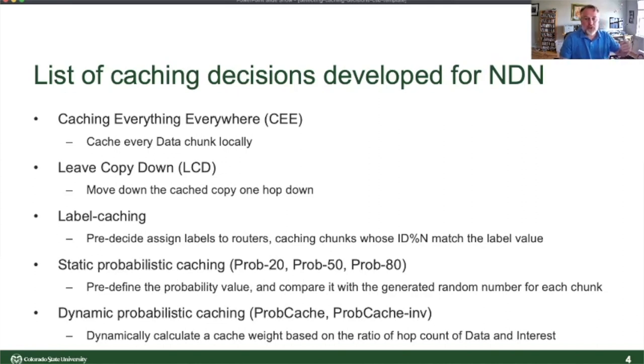So at each step, you're trying to get one step closer. If data is requested multiple times in the same part of the network, it will progressively work its way down the path. There is label caching, in which the router computes, based on a label and the name of the chunk, whether to cache the data according to some function. There are then probabilistic caching schemes, in which you flip a weighted coin and decide whether to cache this or not.